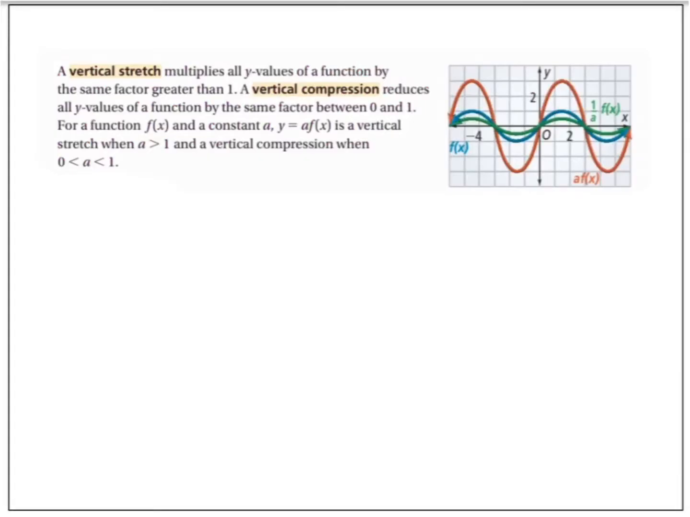A vertical stretch multiplies all y values of a function by the same factor greater than 1. A vertical compression reduces all y values of a function by the same factor between 0 and 1. So basically, a vertical stretch means you're multiplying by something greater than 1, maybe 2, 3, and so on. A vertical compression means you're multiplying by something less than 1, such as a fraction or a decimal.